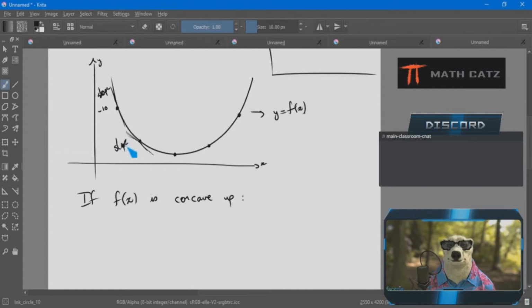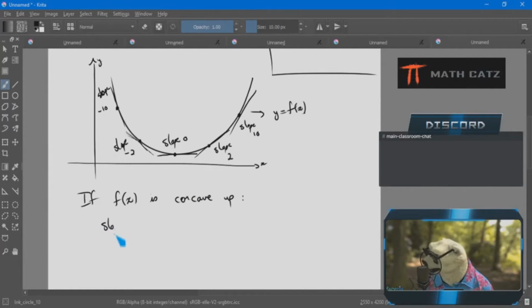It's a little flatter, but it's still negative. Maybe it's a -2. This guy at the bottom, that's going to be horizontal, slope 0. This guy over here, well, he's a little flat, but he's positive. Let's say it's slope 2. Just examples, right? The one on the right here, it's a little steeper, but positive. Let's say its slope is 10. Just examples.